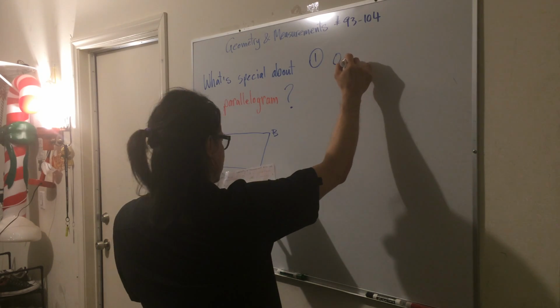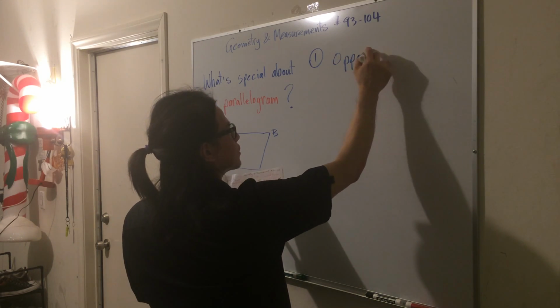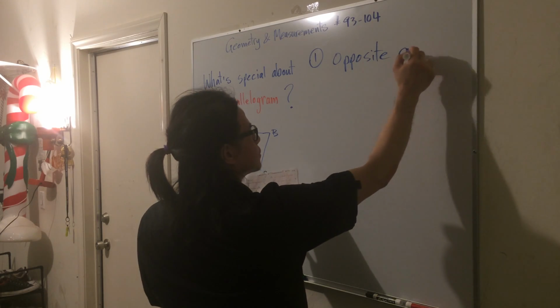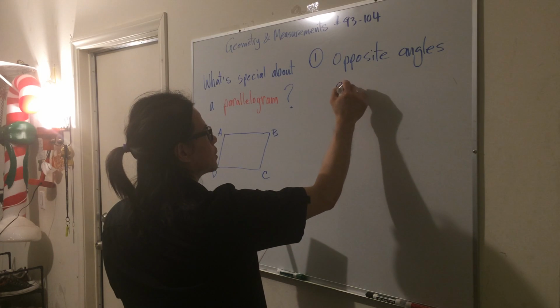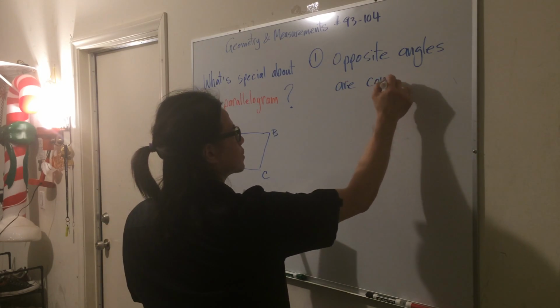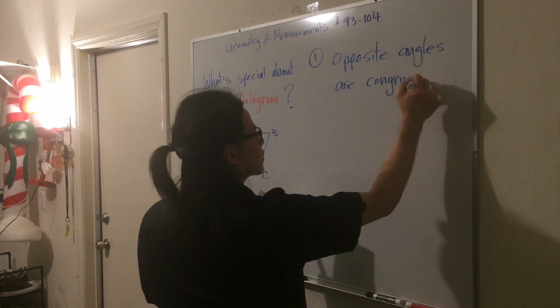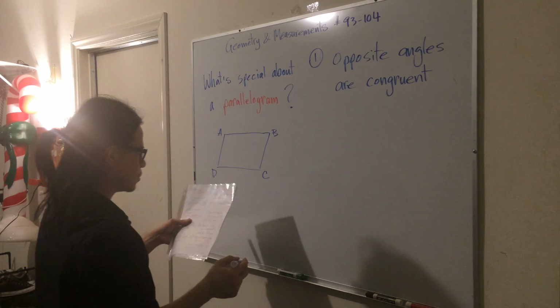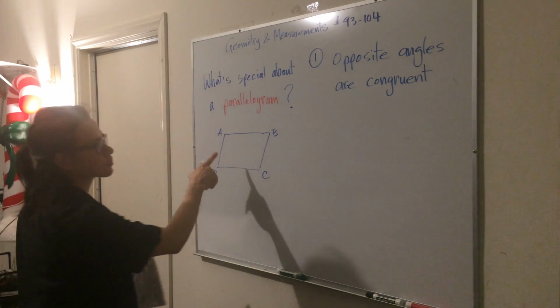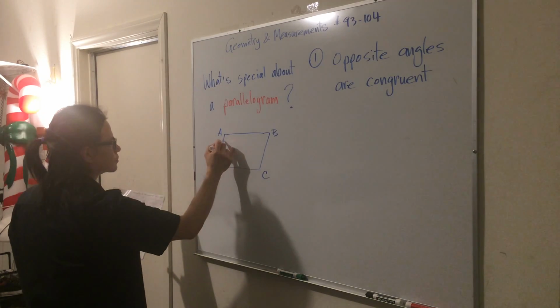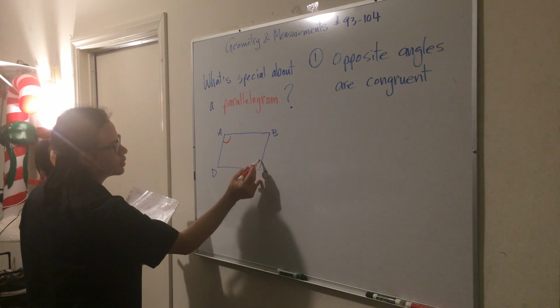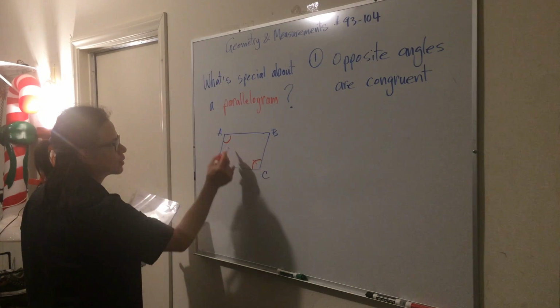So opposite angles are congruent. I'm going to write small so that we'll have enough room here. So, meaning that angle A here is congruent to angle C.